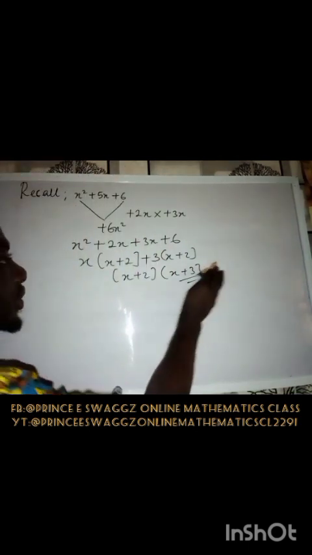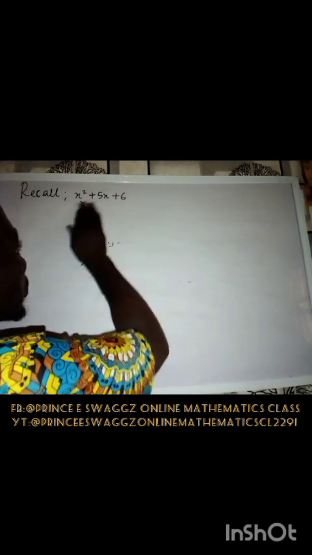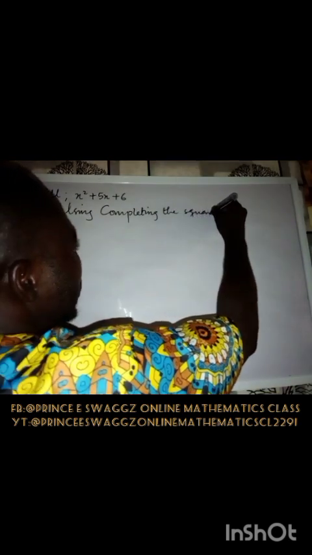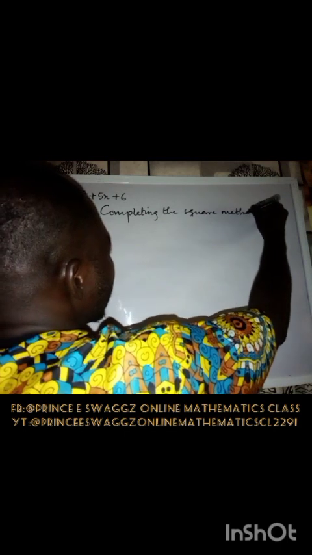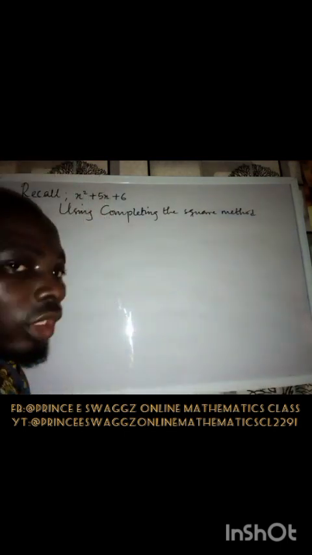This can as well be solved in another way. How do we solve that? Now to solve this question in another form, I'm going to use the knowledge of the completing the square method. Now, how do I go about that?